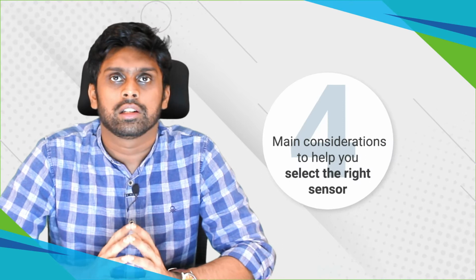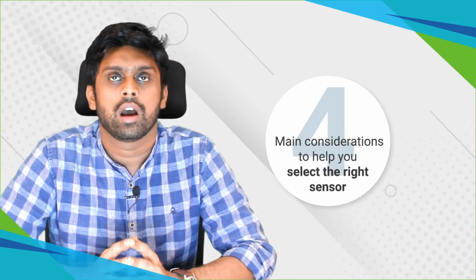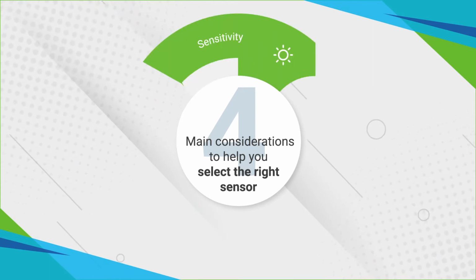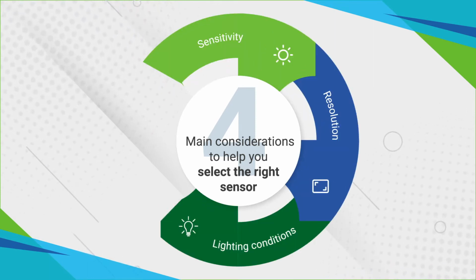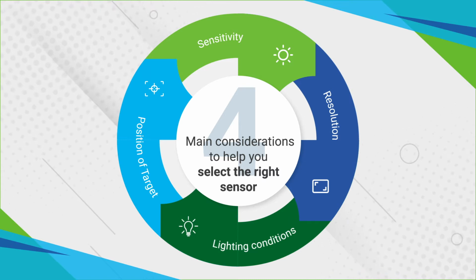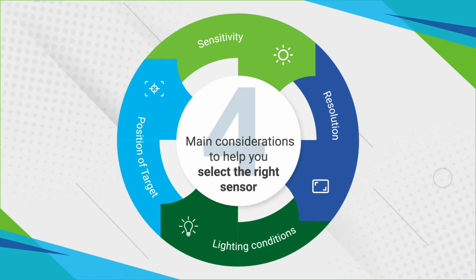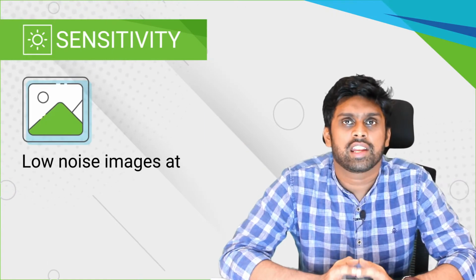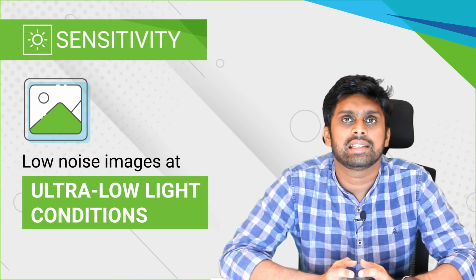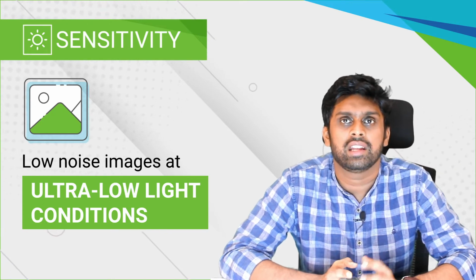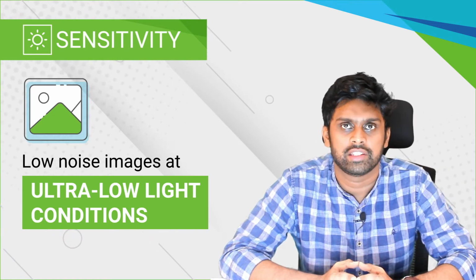Let us now look at the 4 different factors to be considered while choosing an image sensor. They are sensitivity, resolution, lighting conditions, and finally position and nature of the target. Let us look at each of these in detail. To capture images in ultra-low light conditions, a sensor with high sensitivity is required. Excellent image quality with low noise can be achieved with this.